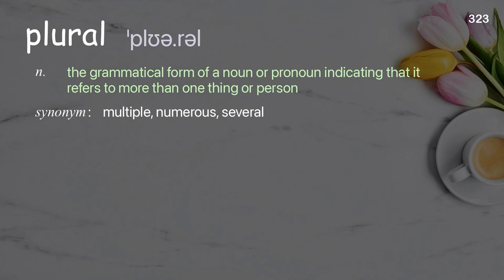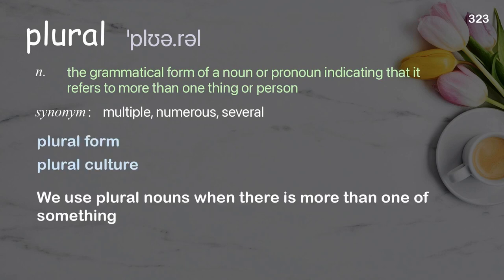Plural. The grammatical form of a noun or pronoun indicating that it refers to more than one thing or person. Examples: plural form, plural culture. We use plural nouns when there is more than one of something.